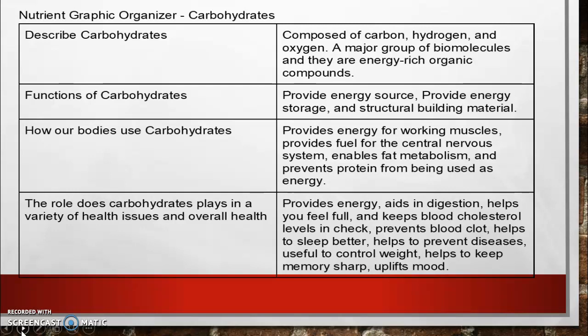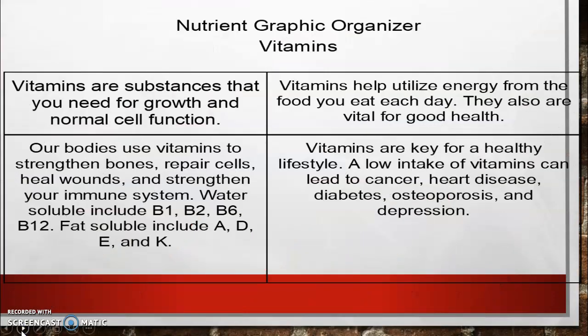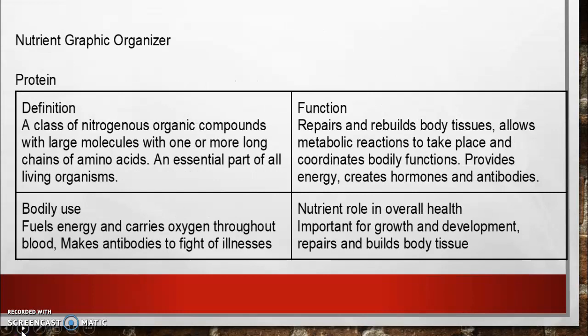Here we have carbohydrates, and I thought this student did an excellent job of organizing her information and providing good quality information. This is vitamins. Maybe a little less information, but again, good quality. She specifies both water soluble as well as fat soluble vitamins. She lists them. She talks about some of the diseases and conditions that a lack of vitamins can lead to. This one is protein, again, very similar to the one we previously saw.